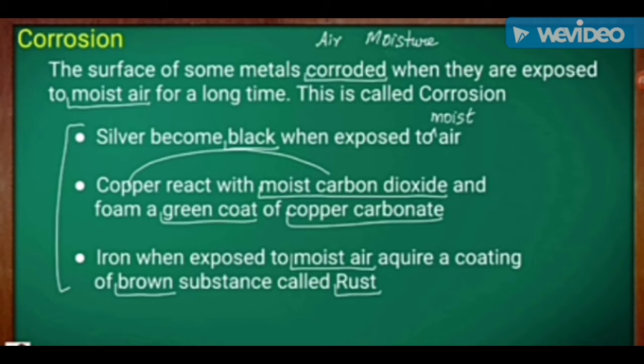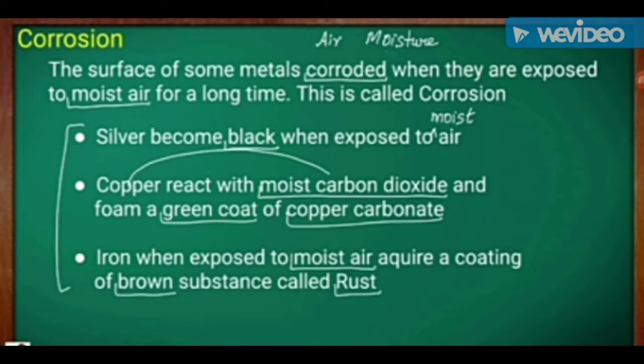Let's look at a few examples. Silver becomes black when exposed to moist air. When we look at silver ornaments, when they are exposed to moist air, the color starts to fade. That is, it starts becoming black. Copper reacts with moist carbon dioxide and forms a green coat of copper carbonate.